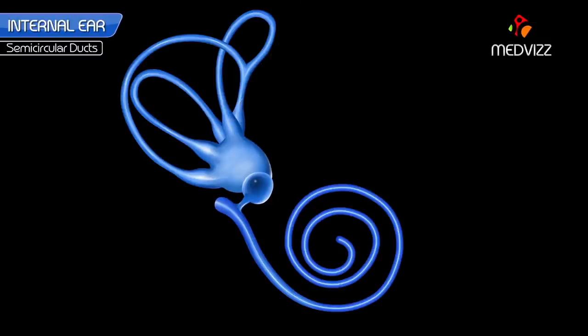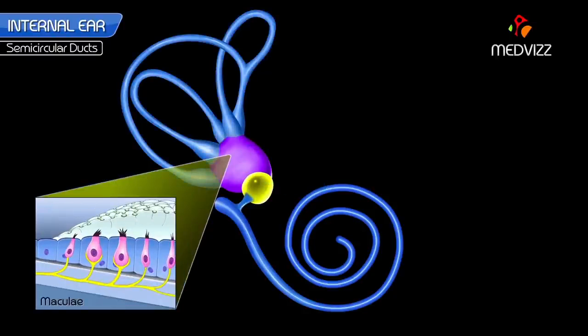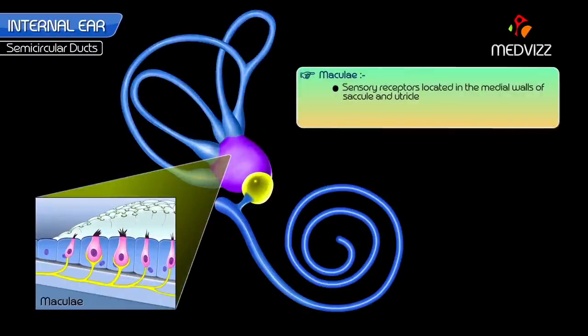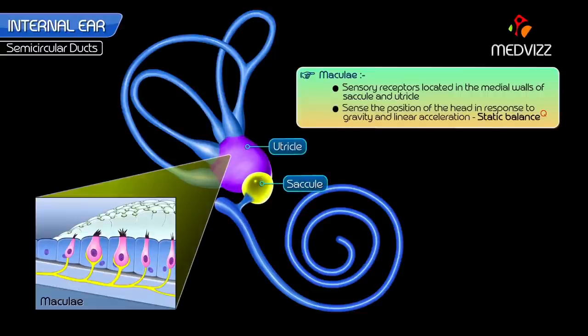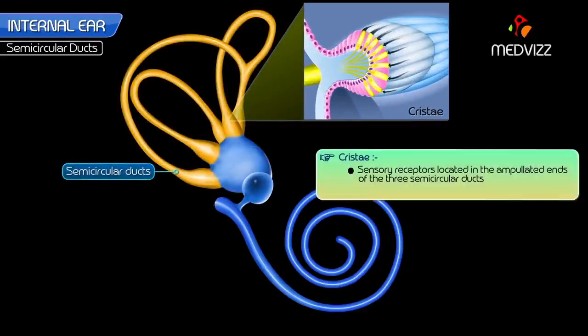The peripheral receptors in the saccule, utricle, and semicircular ducts are as follows. Maculae. These are sensory receptors located in the medial walls of the saccule and utricle. They sense the position of the head in response to gravity and linear acceleration. This is known as static balance. Cristae. These are sensory receptors located in the ampullated ends of the 3 semicircular ducts. They respond to angular acceleration. This is known as kinetic balance.